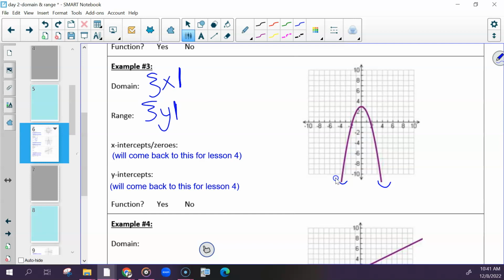If this keeps going left and right for our domain, what would our domain be? Look at your reference sheet. Look at examples similar, Hannah. X is an element of all real numbers, but how would we write that? We can write X E R.